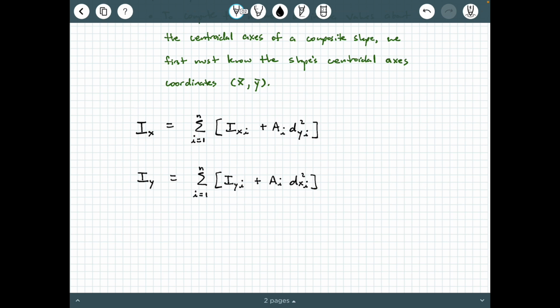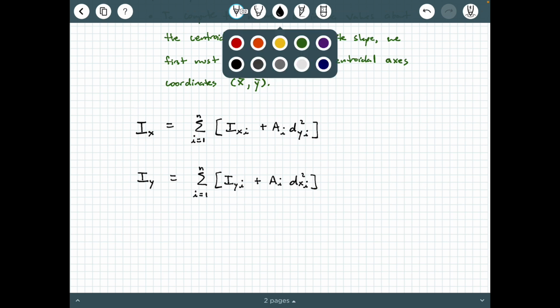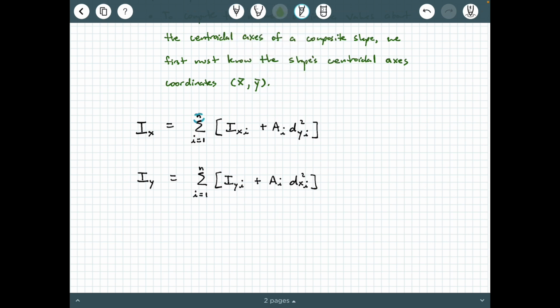Let's make sure we know what each of these terms mean. Let's start with n. N is the number of parts of the composite shape. So n is the same value that we saw when we were computing the centroid of a composite shape. So we should be familiar with the idea of what n is so far.